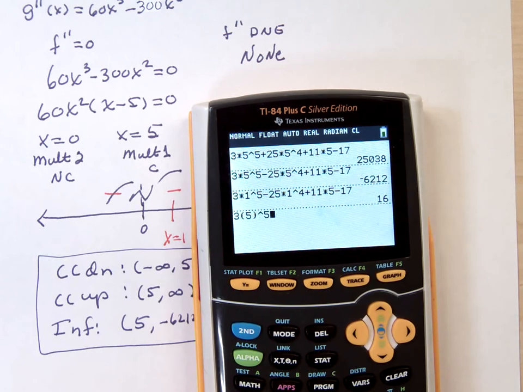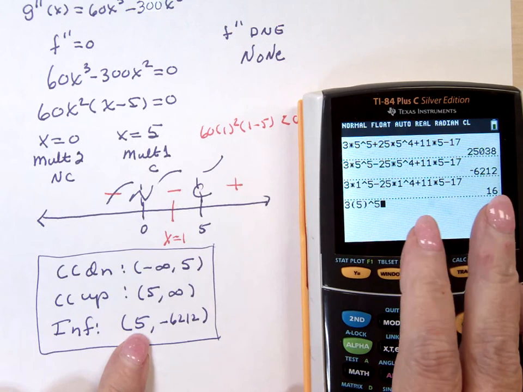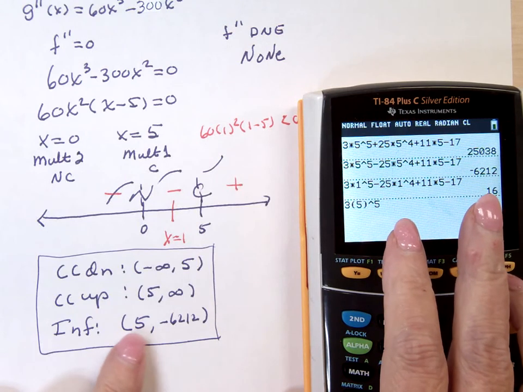Why do you choose 5? Because that was the value of the inflection point. Where it changes? Yeah.